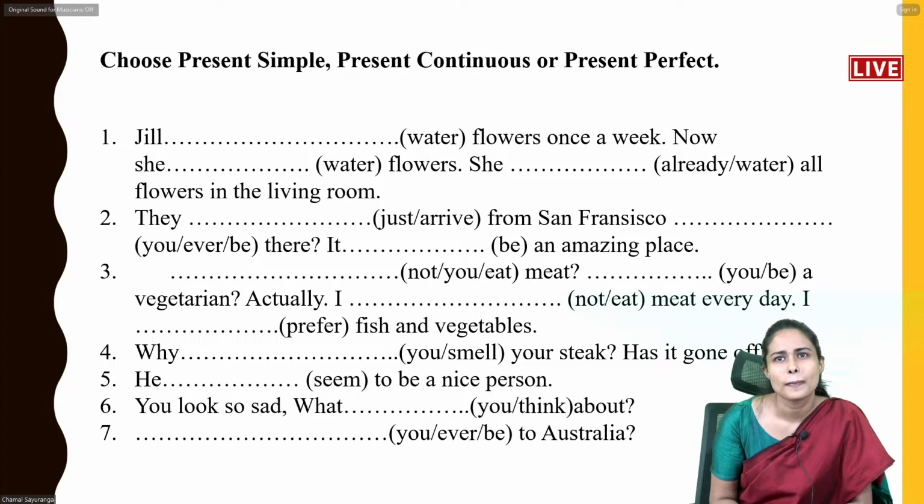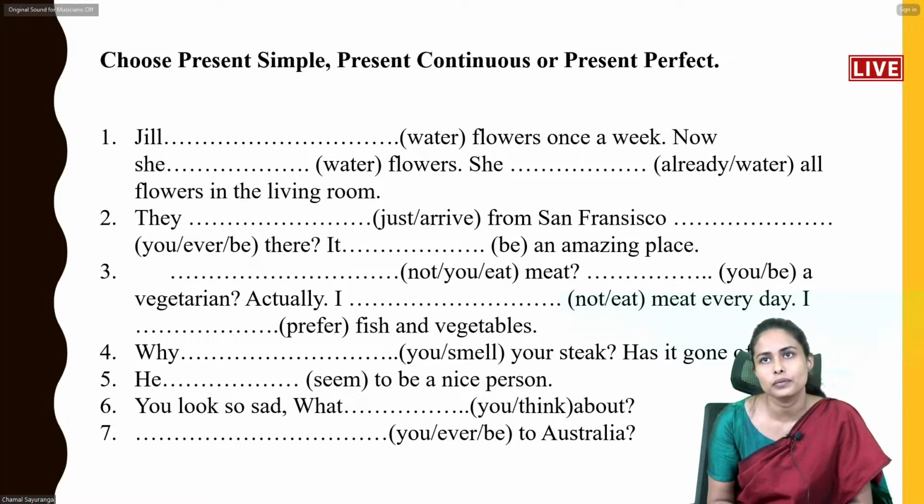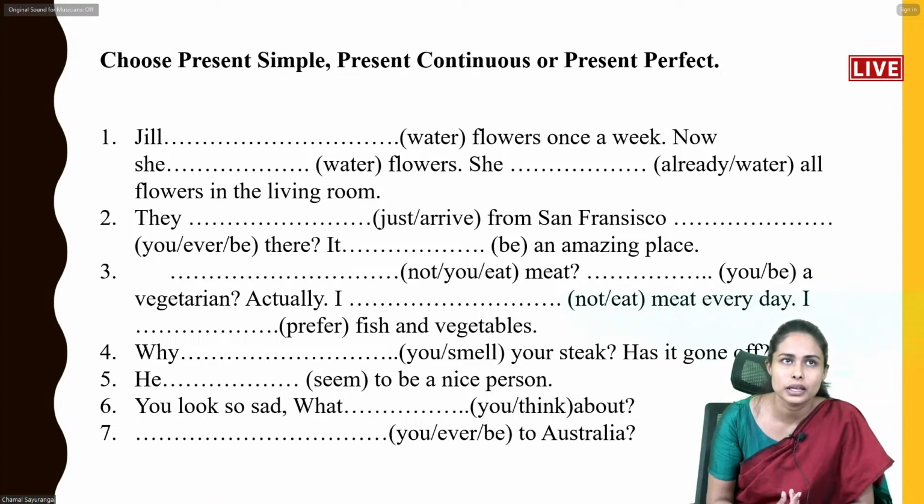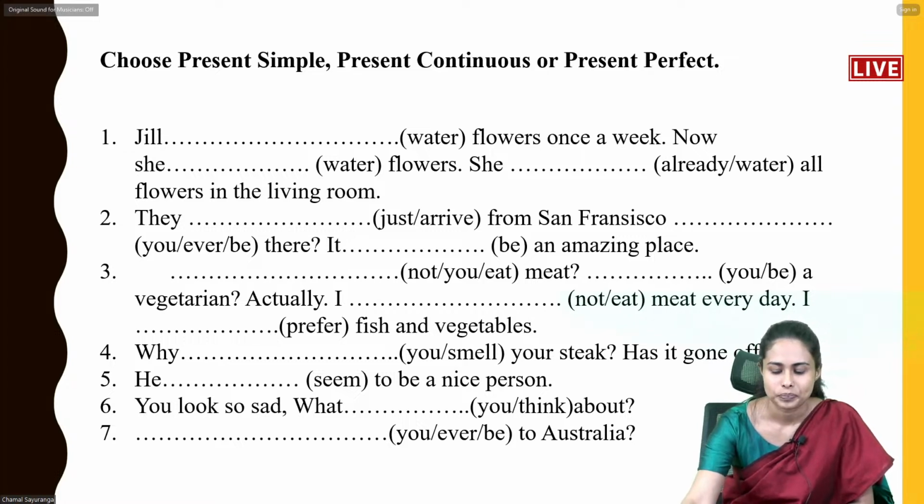Last one, have you ever been to Australia? Have you ever been to Australia? It is related to something related to my life experiences. Then we have to go with present perfect tense, right?